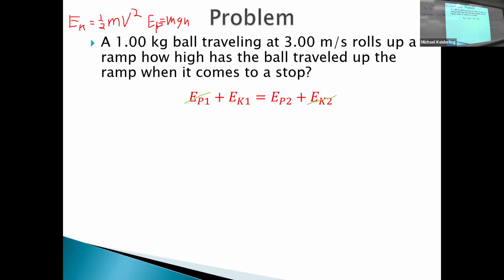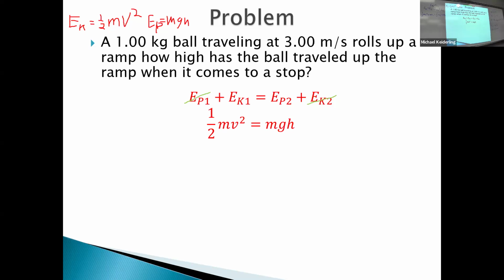So here, our initial potential energy is 0. Our final kinetic energy is 0 because it starts at the bottom of the ramp. So initial potential energy is 0. Final kinetic energy is 0 because it's come to a stop. So we get 1/2 mv squared, that's our initial kinetic energy, equals mgh, our final potential energy.